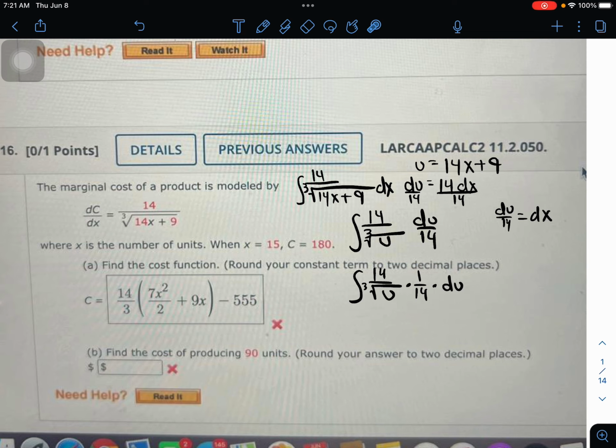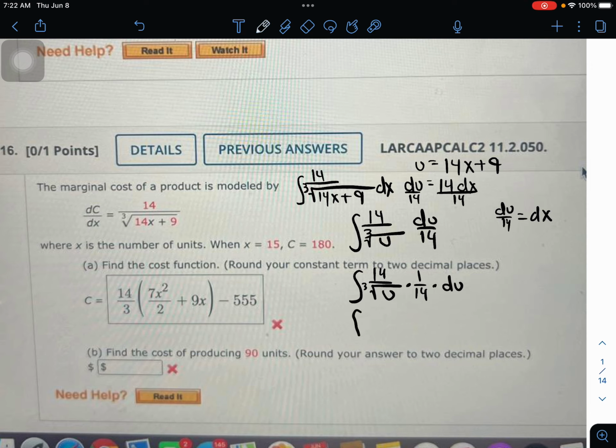And there's a reason I did that, is because when you're taking the integral, you can pull out the numbers. You see this 14 right here? I can pull that out to the front. You see this 1/14 right here? I can pull that out to the front. Any of the numbers that are in your integral, you can pull out to the front. So I'm going to do that.